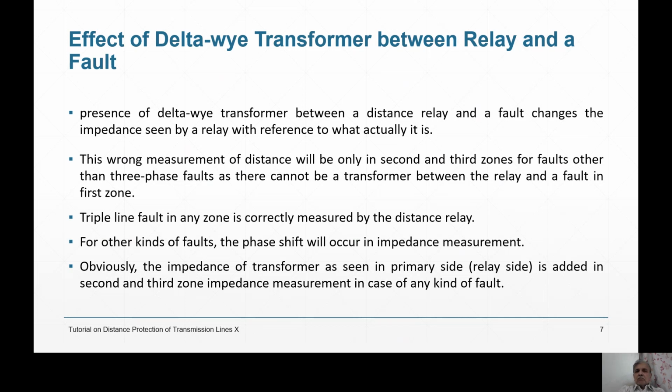But for the more frequent faults, YB, BR, RY, RG, YG, BG, the impedance is shifted in angle. And when it is shifted in angle, the final impedance may go out of the characteristic. The relay will underreach. The relay will not operate when it is supposed to operate. This will occur in the second and third zones.